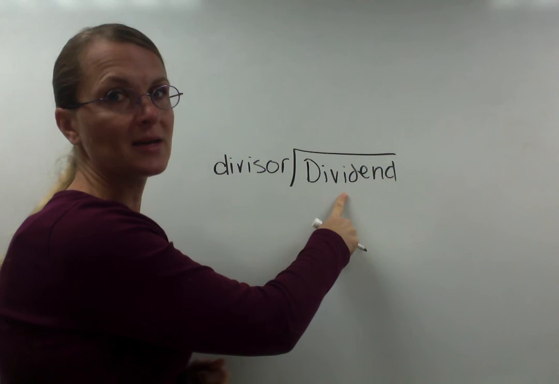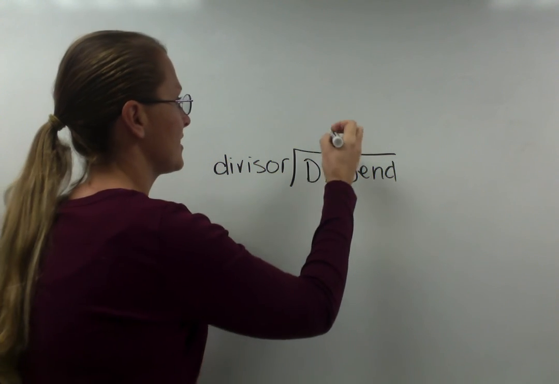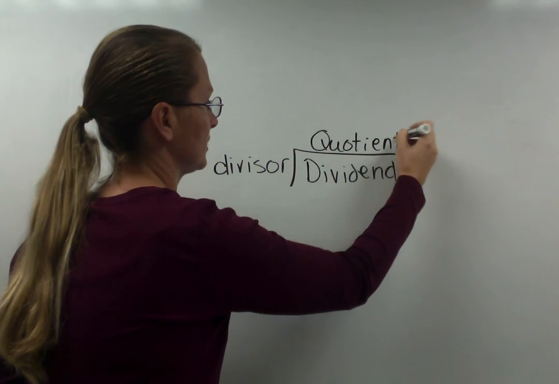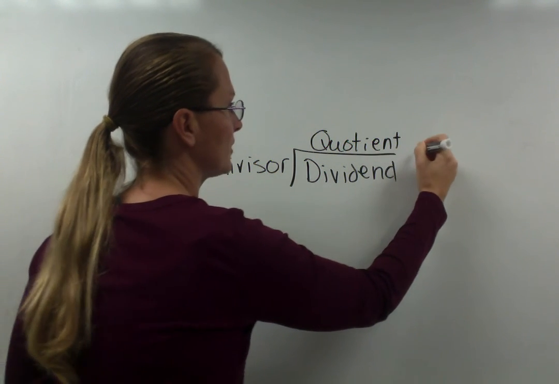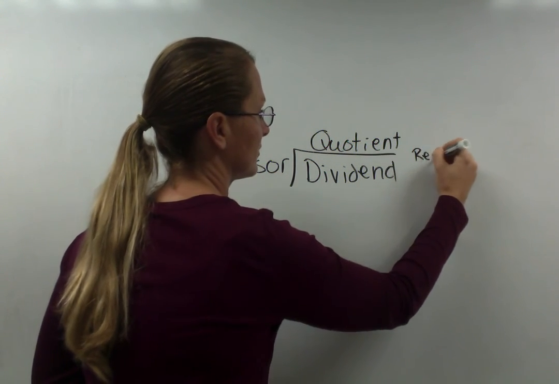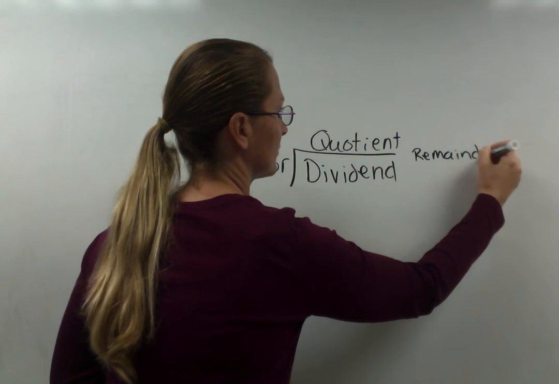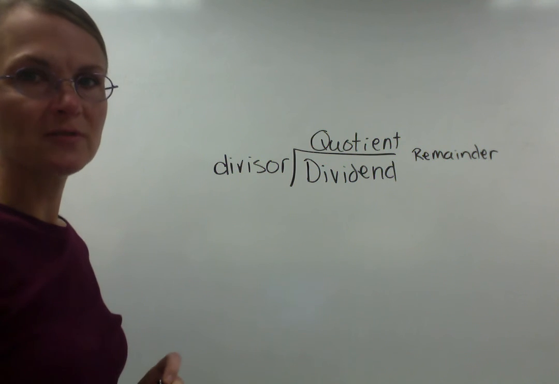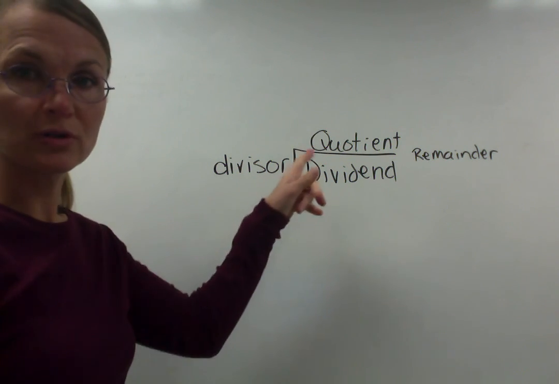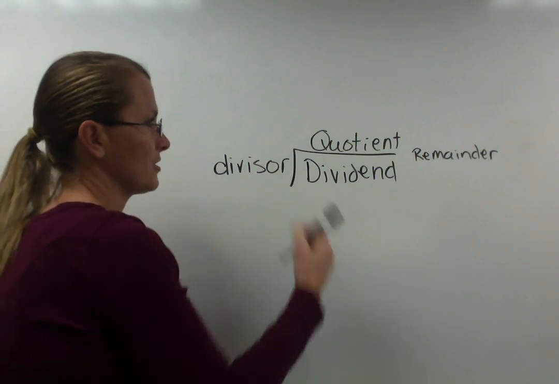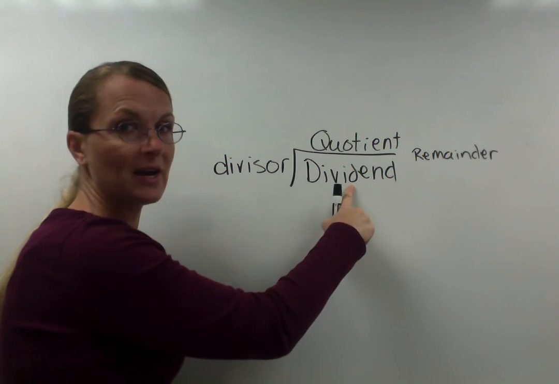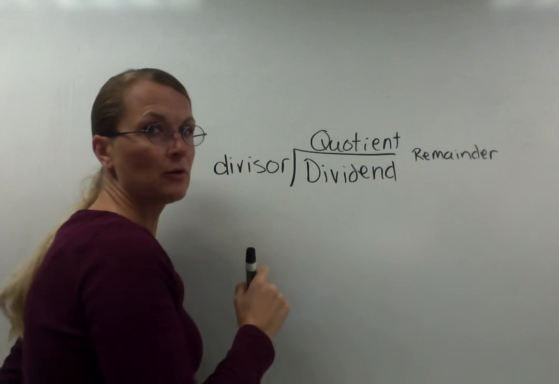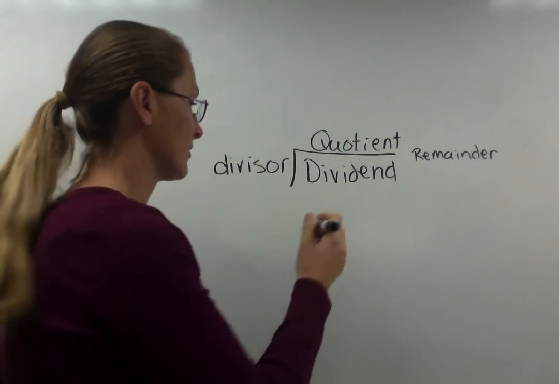I know a lot of times we mess that up when we're saying it. And the answer is called the quotient. And if you have anything left over, we call it the remainder. Okay, so that's your terminology. Terminology is a fancy word for your terms or your vocabulary words for division. So we have the number that's being divided, the dividend. It's being divided by the divisor. The answer is the quotient, and any leftovers we have are the remainder.